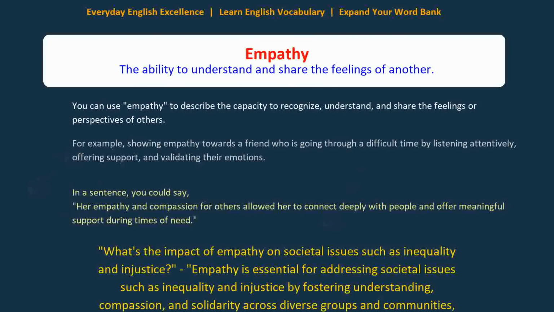What's the impact of empathy on societal issues such as inequality and injustice? Empathy is essential for addressing societal issues such as inequality and injustice by fostering understanding, compassion, and solidarity across diverse groups and communities, promoting empathy-driven activism and advocacy that seeks to address systemic barriers and discrimination, and cultivating empathy as a catalyst for positive social change that promotes fairness, equality, and justice for all individuals, regardless of race, ethnicity, gender, sexual orientation, or socioeconomic status.